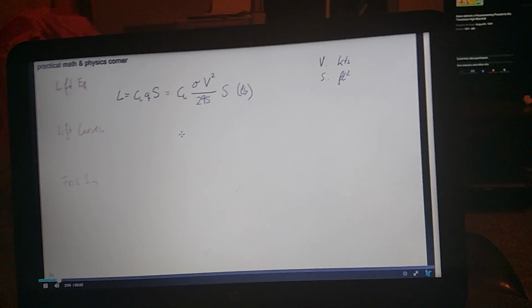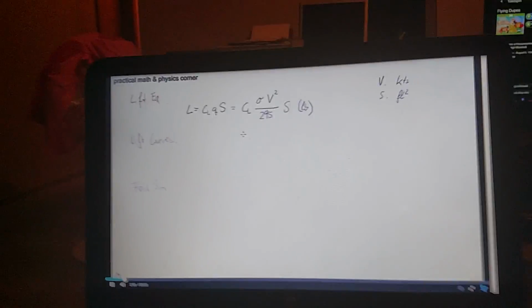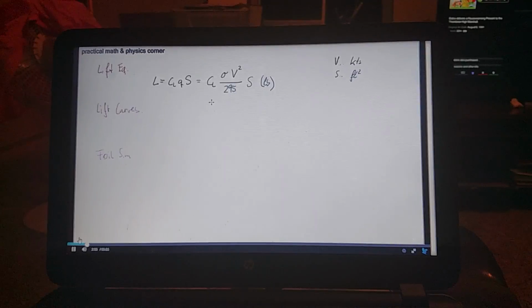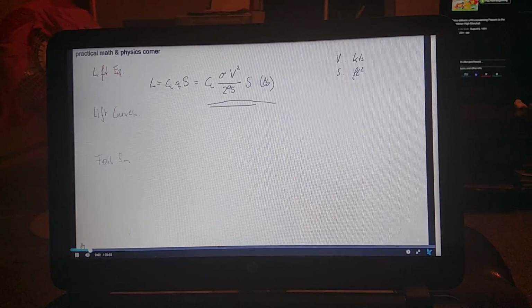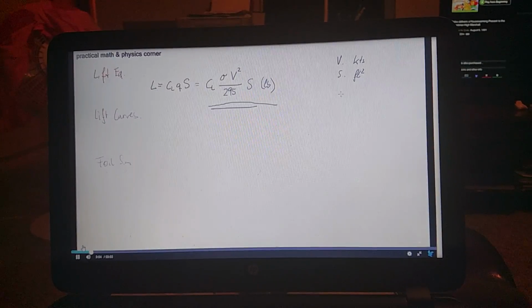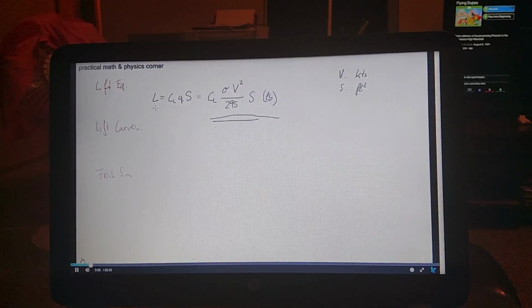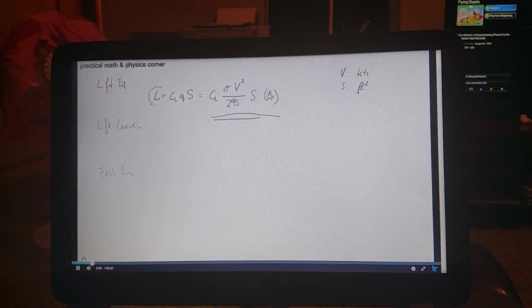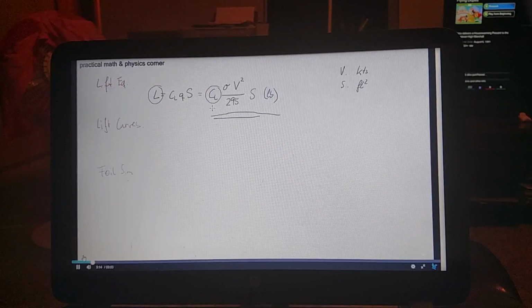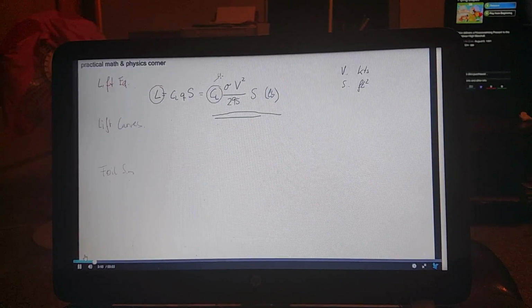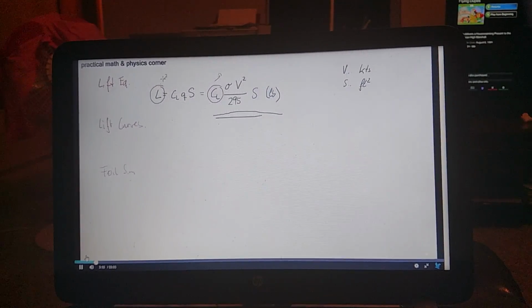For us here, for the exercise, the most important thing is to properly understand the relationships in that lift equation, and to point out a couple of things. First thing is the lift is directly proportionate to the coefficient of lift. So if the coefficient of lift goes up, then lift goes up by an equal amount.